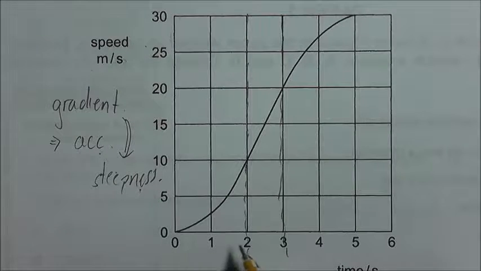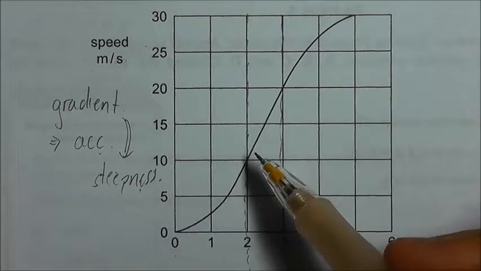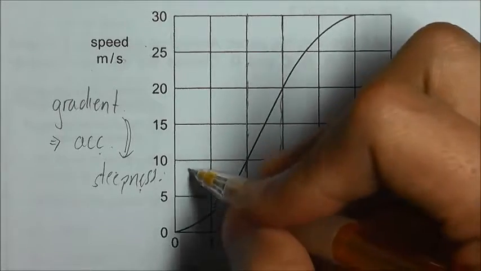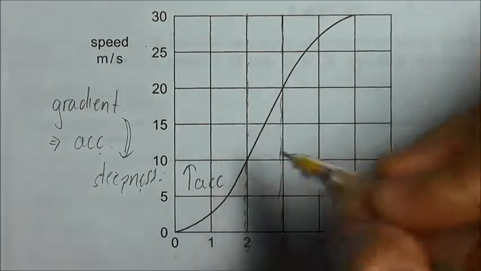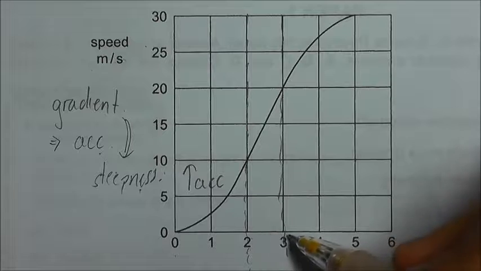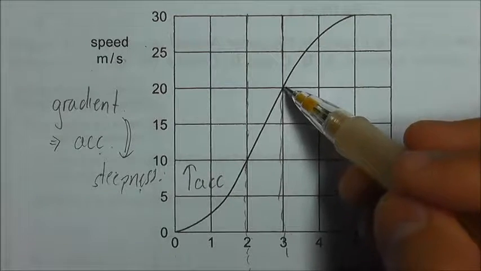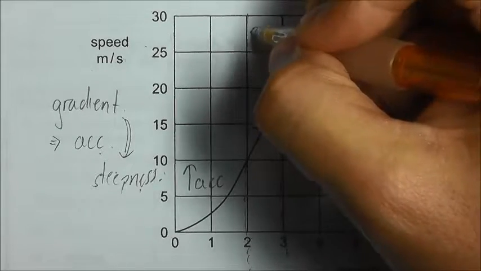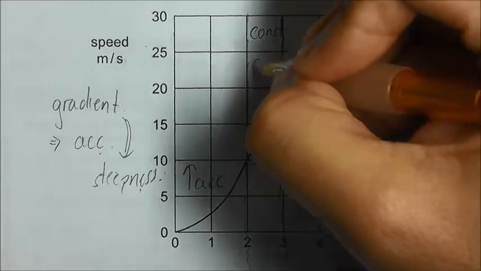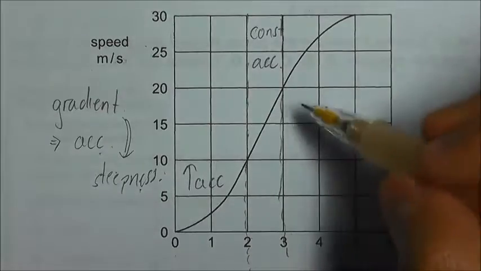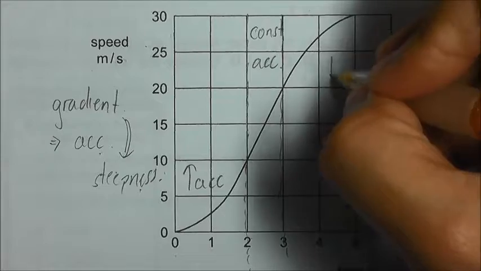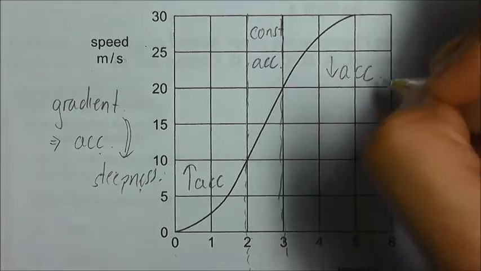From 0 second to 2 second, it is slanting upwards. So the steepness is increasing, the acceleration is increasing. And from 2 to 3 seconds is a straight line upwards, so the steepness is constant. So this part we say that it is constant acceleration. And the last part, the steepness is decreasing, so this will be decreasing acceleration.